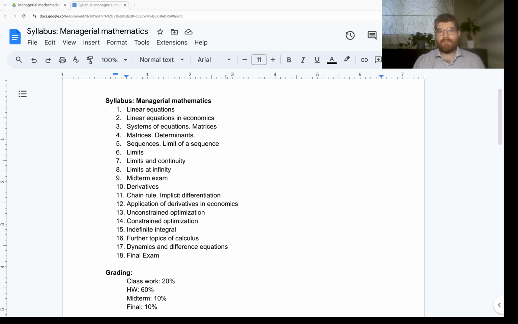Derivatives are used to measure how a function changes as its input changes. And in economics, they are used to calculate marginal cost, marginal revenue, and other marginal concepts, which are vital for decision making in production and in pricing strategies.